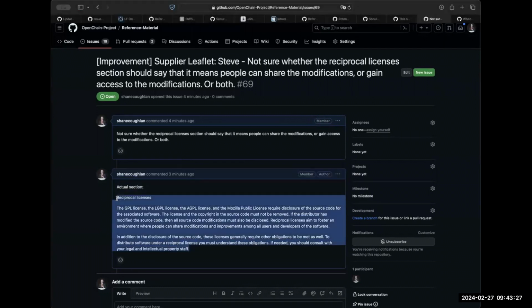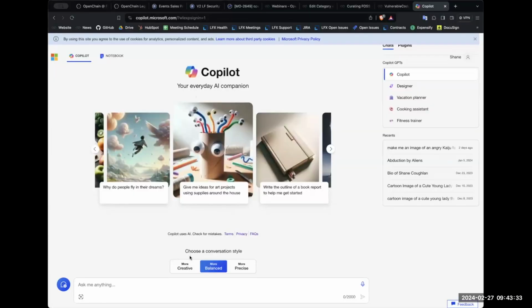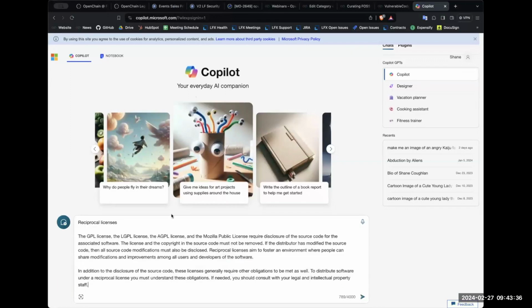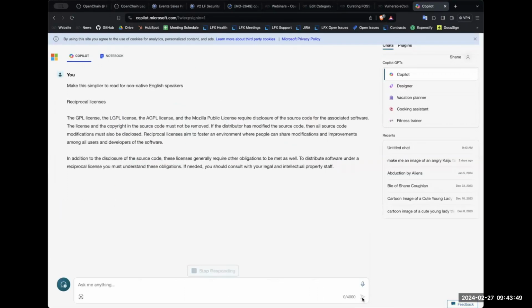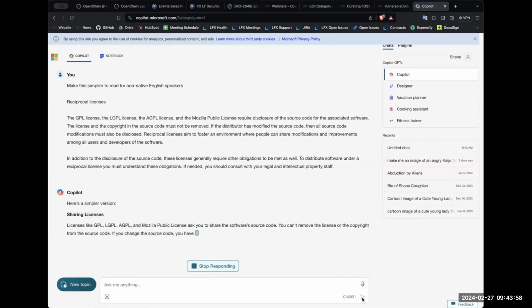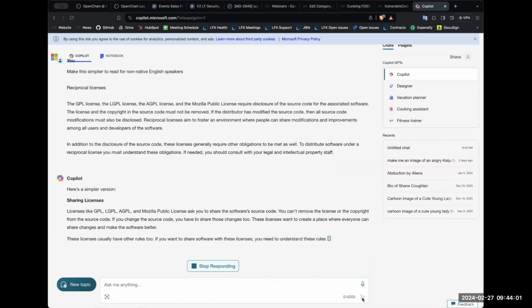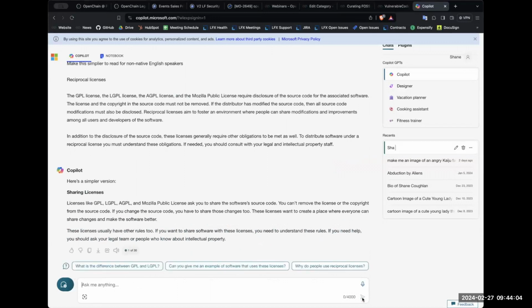Just for fun, let's do our first Copilot here and see if we can make it simpler for non-native English speakers. I noticed that the language structures are quite formal in the current leaflet. And I wonder if we'd benefit from potentially simplifying the language as well.